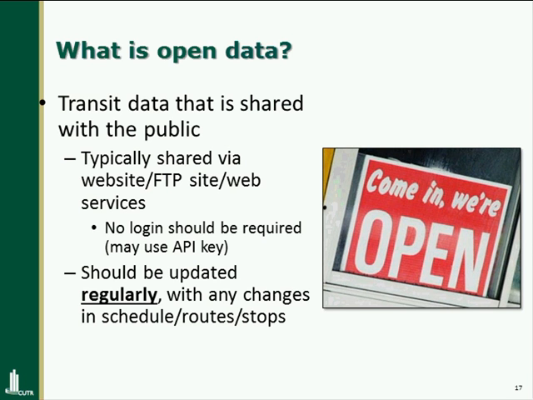So every time the agency changes any type of their service, in a scheduled service markup, for example, this should be reflected in the data. Any changes to schedules, routes, and stops should all appear in this open data that's shared with the public.